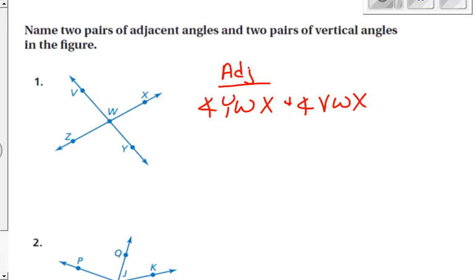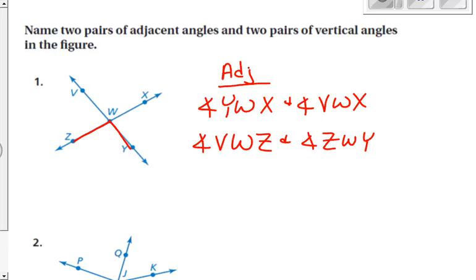So now we have to come up with another angle. So let's say we choose VWZ. Again, we need to come up with another angle that shares a common side. So let's say we choose WZ. So if we draw another line, there's our angle. So we know that ZWY is also an adjacent pair.